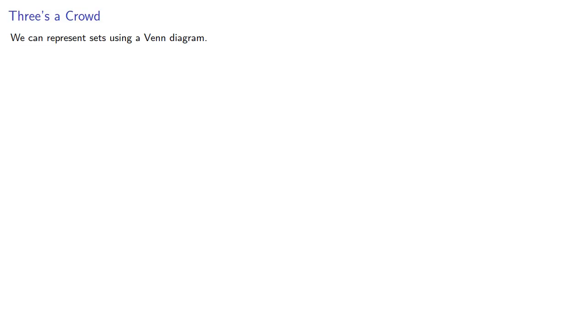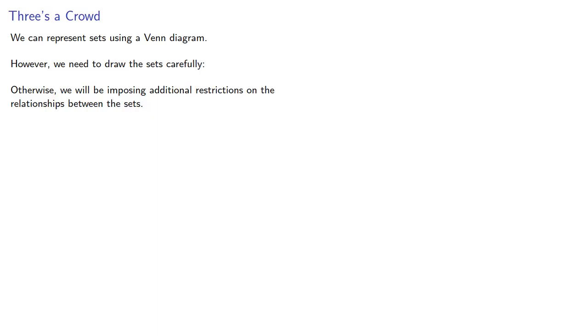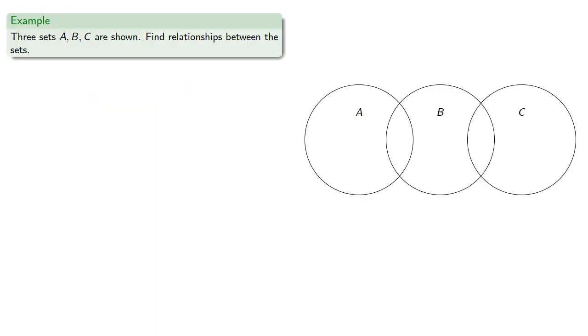We can represent sets using a Venn diagram. However, we need to draw the sets carefully, otherwise we'll be imposing additional restrictions on the relationships between the sets. For example, suppose I draw 3 sets as shown. Find the relationships between the sets.